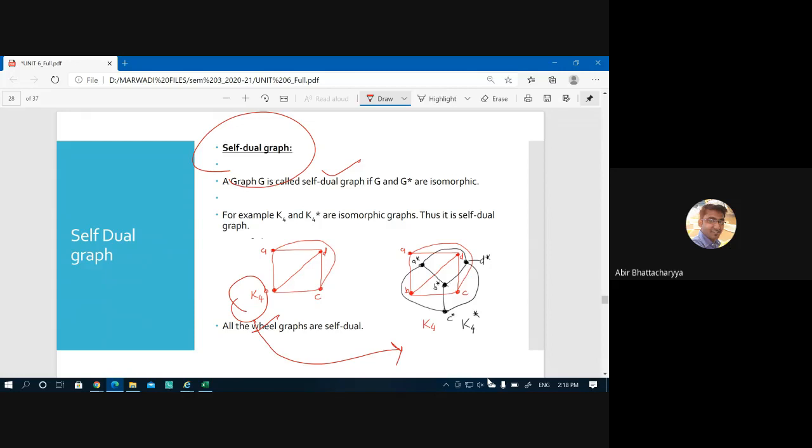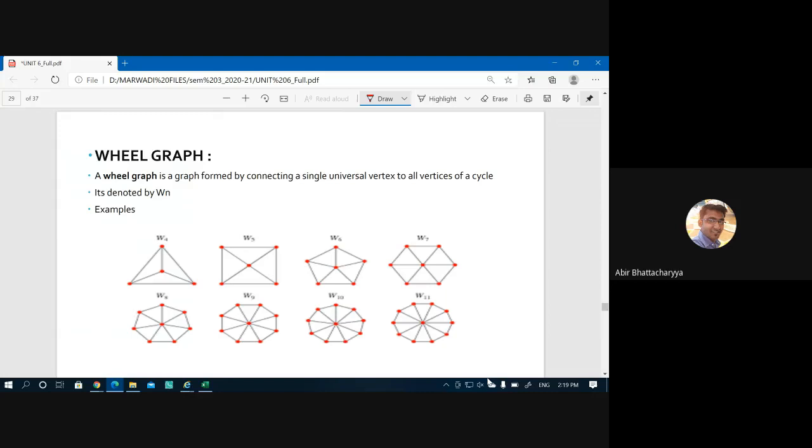Even all wheel graphs are self-dual. I will let you know what a wheel graph is. K4 is self-dual because if I draw the dual of K4, it becomes K4 again. So these are all the wheel graphs. It's a similar formula for every wheel graph. There is one center vertex, and this vertex is connected with all the other outside vertices, and it looks like a wheel.